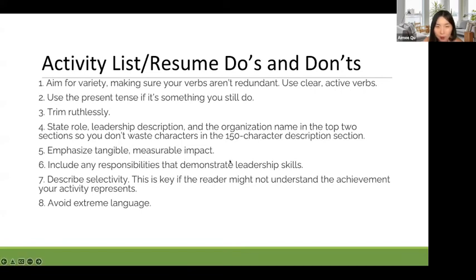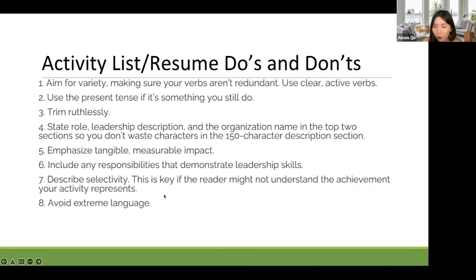Include any responsibilities that demonstrate leadership skills. Sometimes my students are worried that it's not impressive, but I always say that, look, even administrating or organizing events, that's a part of leadership as well. And you should always mention it. You also want to make sure whoever reads your activity list is aware why something is impressive. Don't assume that your reader knows X activity is impressive. You want to communicate the selectivity of an accomplishment if it is very selective.